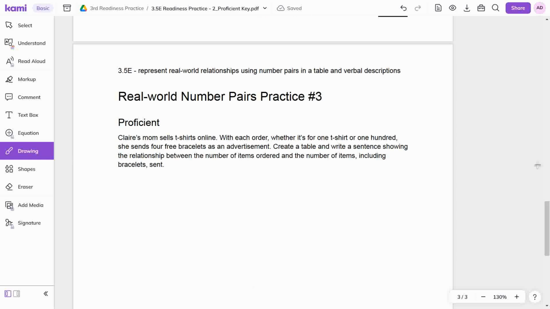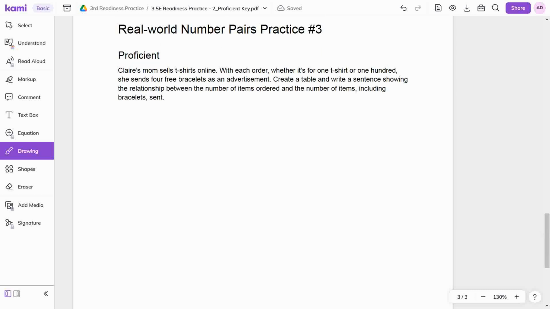For our third problem, we've got a t-shirt selling business here. So Claire's mom sells t-shirts, and for each order, whether it's for 1 t-shirt or 100, she sends 4 free bracelets. Oh, that's kind of nice, as an advertisement. So we need to create a table and write a number sentence showing the relationship between the number of items ordered and the number of items, including bracelets, that are sent.